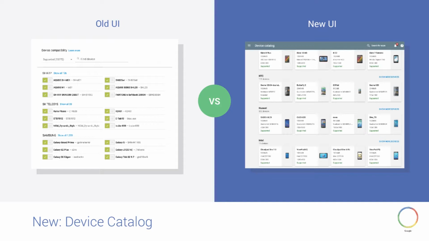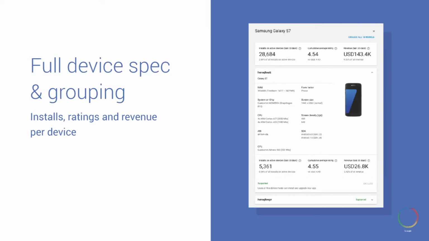And here's what it can do for you. First of all, you get a detailed device spec, including RAM, system on chip, GPU, screen size, and OS version. And you get this for every one of thousands of Android devices certified by Google. We also group these devices into models and allow you to drill down to see the variations between them. You can search by specs, such as finding all devices that have at least 2 gigabytes of RAM. And for every device or every search, we show your app's installs, ratings, and revenue across that slice.